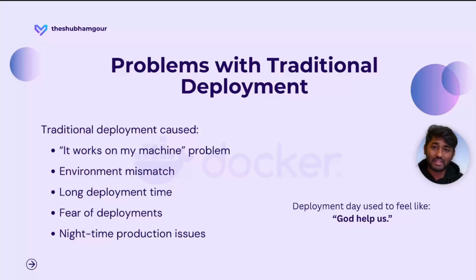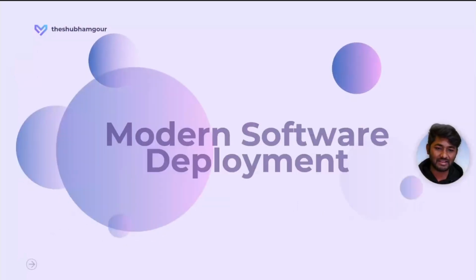Why? Because everything was done manually. The code was copied manually, it was installed manually, and everything was done manually. That's the reason we were facing the traditional issue, that it works on my machine. There was environment mismatch, there was longer deployment time, and every time we did a deployment we had a fear, and this was creating a nightmare for the release team. During deployment they used to feel like "God help us," and that was the pain point with traditional deployment.